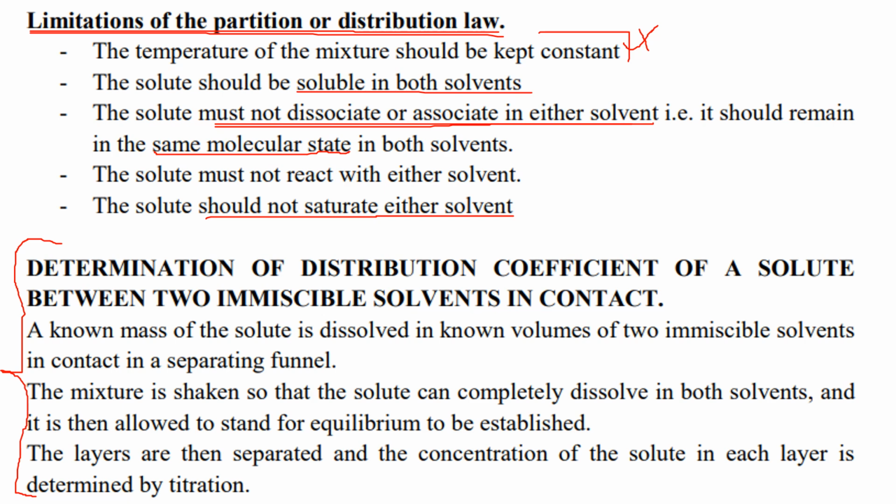So in this experiment, we are going to be determining the distribution coefficient of a solute that has been dissolved into two immiscible solvents, but these immiscible solvents must always be in contact. And for Roman number 1, we are saying that a known mass of a solute.